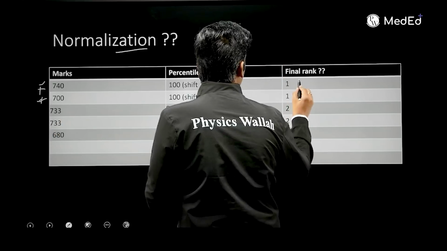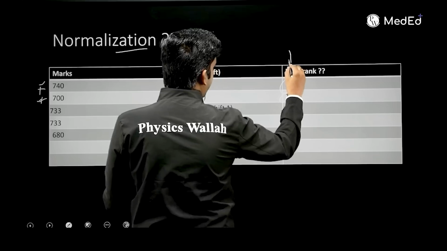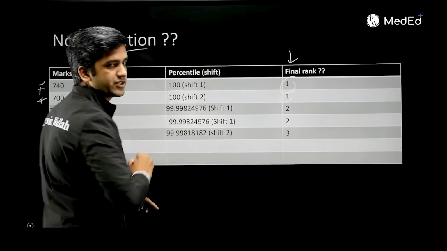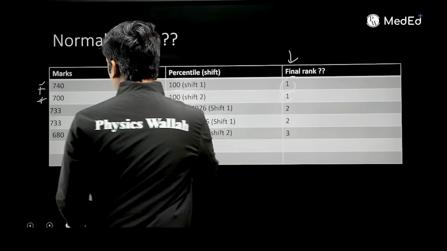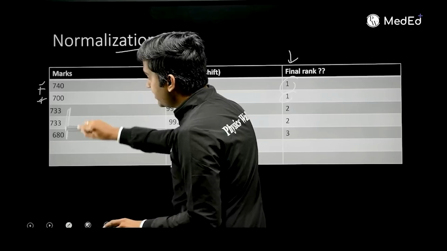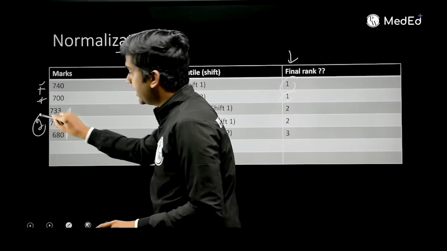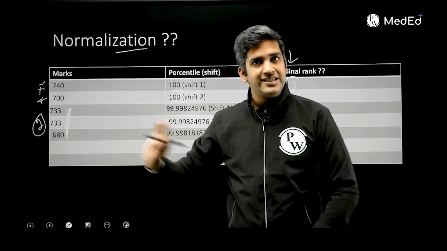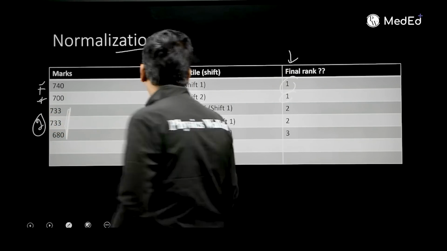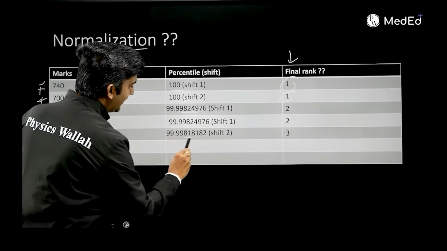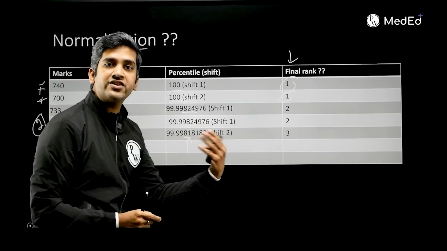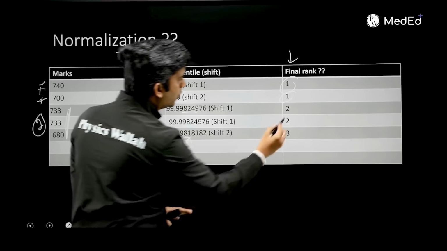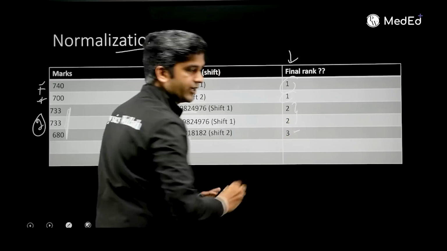Now, if you look at the final rank, both of them will have the first rank, because both of them will have 100 percentile. Got it? Now, you look at the second one. These three were the second rank in both the shifts. Understood? 733 and 680. All of them will have a similar percentile. I told the reason for this. The fourth decimal altering is the competition, the second thing was a little bit lesser. So they will have second rank and they'll have third rank, right?